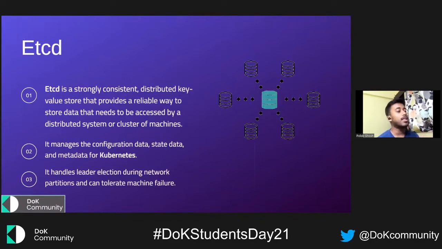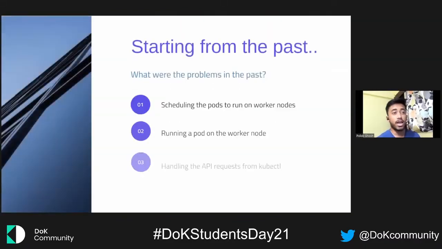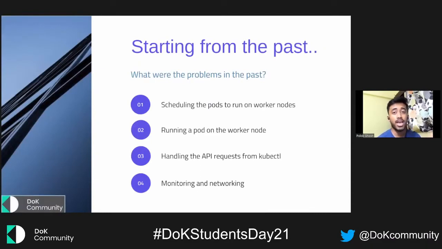By definition, etcd is a strongly consistent distributed key value store that provides a reliable way to store data that needs to be accessed by a distributed system or cluster of machines, for example, Kubernetes. So it manages the configuration data, state data, and metadata for Kubernetes. It handles leader election during network failures and can also tolerate machine failure, which we will talk about in the later section. So before that, let's talk about what problems we had to face when etcd was not there.